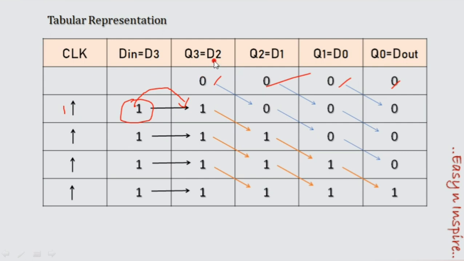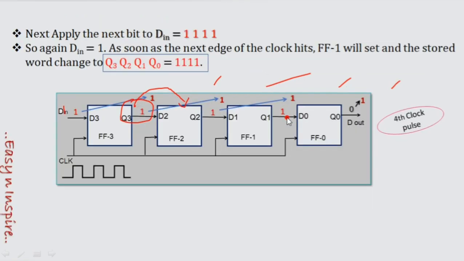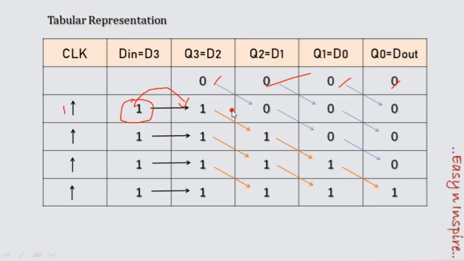Okay. And Q3 is 0. So Q2 is 0 because D2 is input, Q2 is output. So if you want, you can observe in here. D2 is input, Q2 is output. Okay. Similarly, D1 is input, Q1 is output. So it is 0. So it is 0. Again 0, it is going to produce 0. So this is the process.